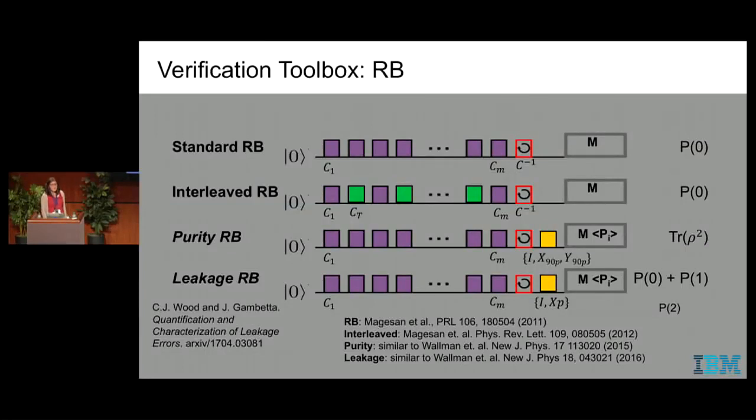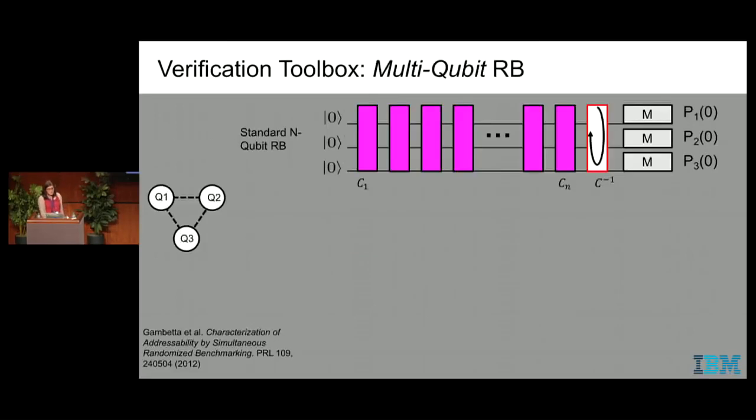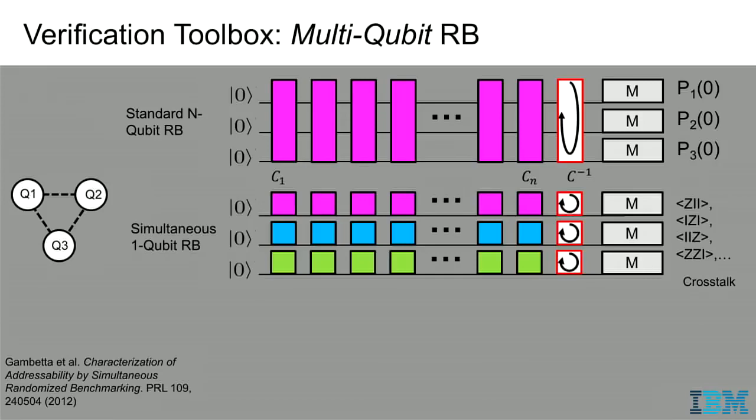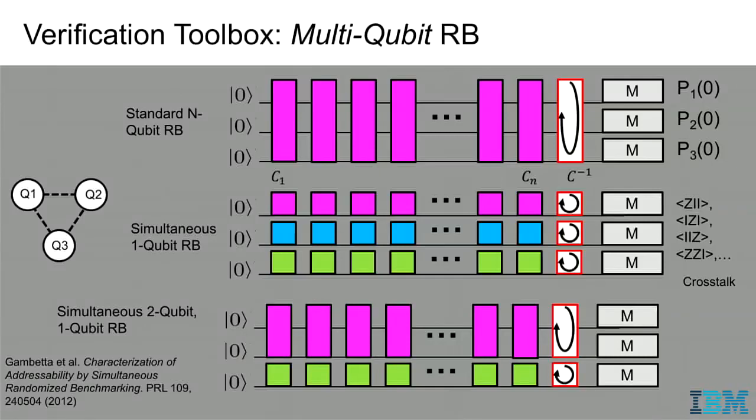Some of the verification toolbox that we have discussed is randomized benchmarking. So we have the standard RB, interleaved RB. I didn't talk about purity and leakage, but these are all standard randomized benchmarking that you could run on a single qubit. And for multi-qubit, you could run the standard n-qubit RB. I've done a 2-qubit RB, but you could think about doing a 3-qubit RB. And the simultaneous 1-qubit RB, this was done on this device where we saw some ZZ errors. But also, instead of just running 2-qubit RB and single-qubit RB separately, you could run them simultaneously to see what other errors there might be.